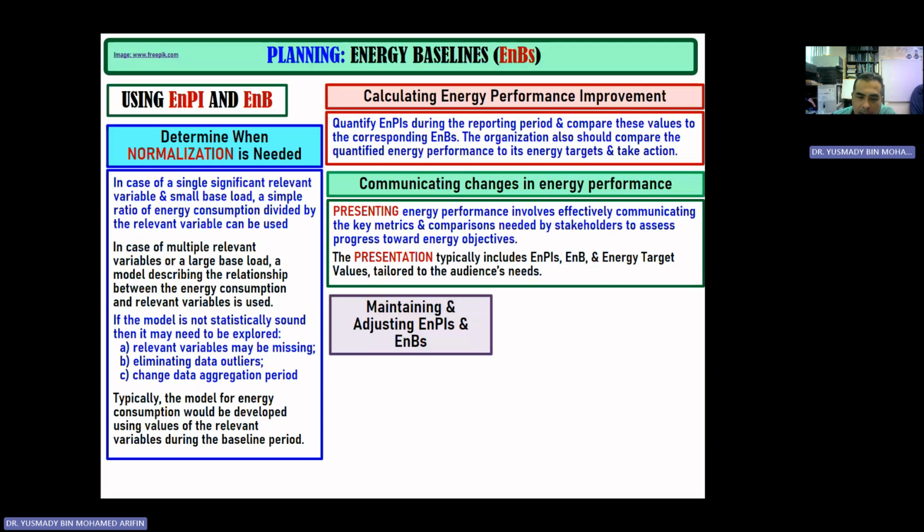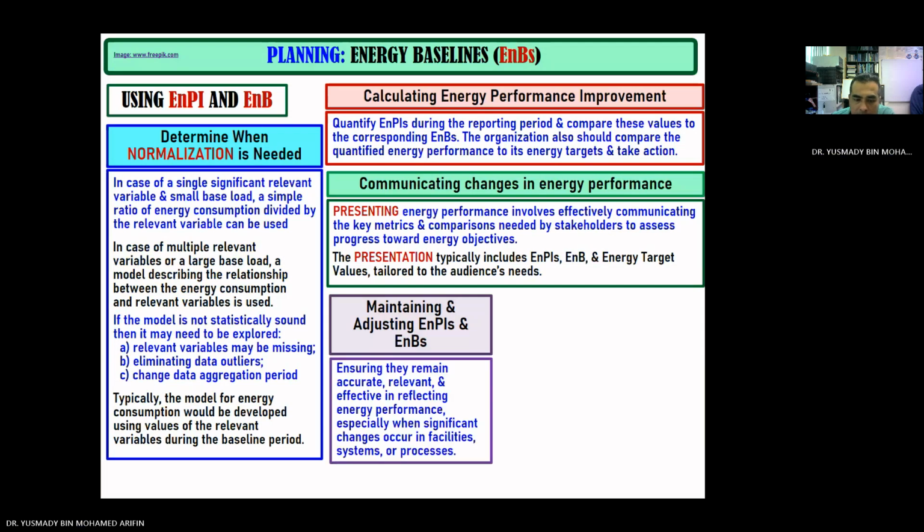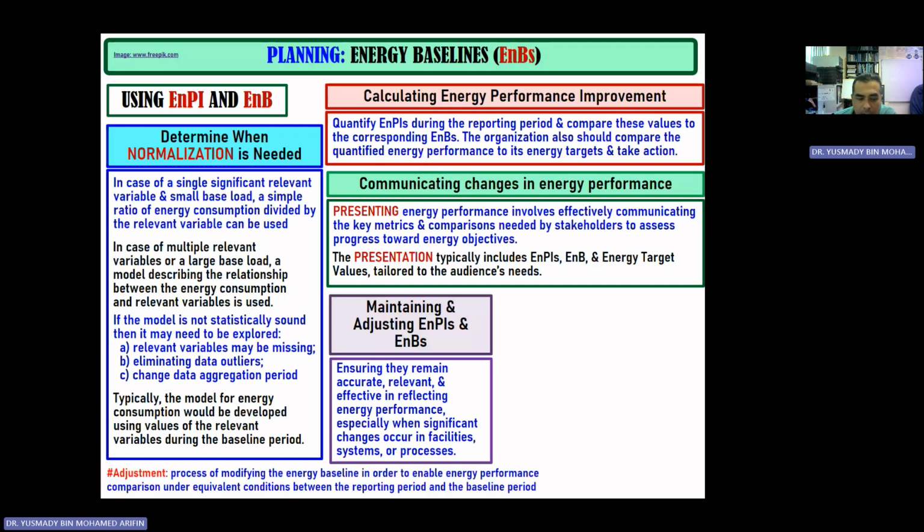Maintaining and adjusting ENPI and also ENBs, ensuring they remain accurate and relevant and effective in reflecting energy performance, especially when significant changes occur in the facility, system, or processes. Adjustment here means the process of modifying the energy baseline in order to enable energy performance comparison under equivalent condition between the reporting periods and also the baseline period. Why do we need to adjust the ENPI and also ENB?